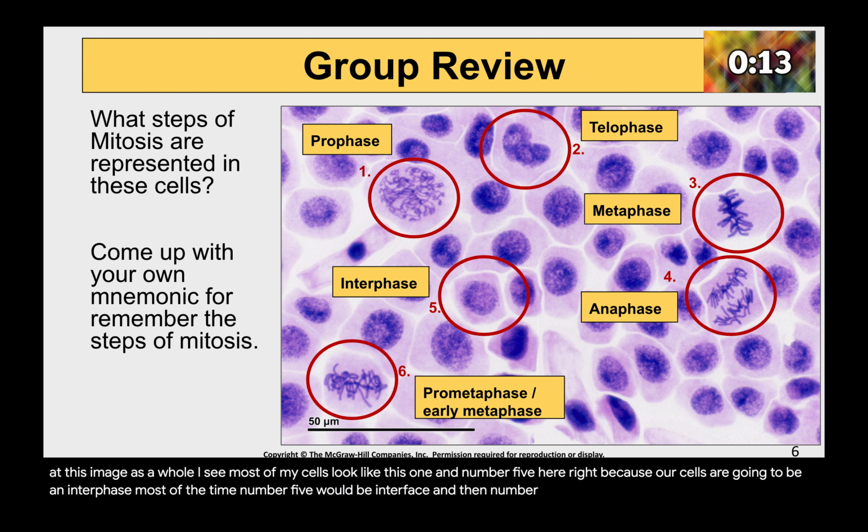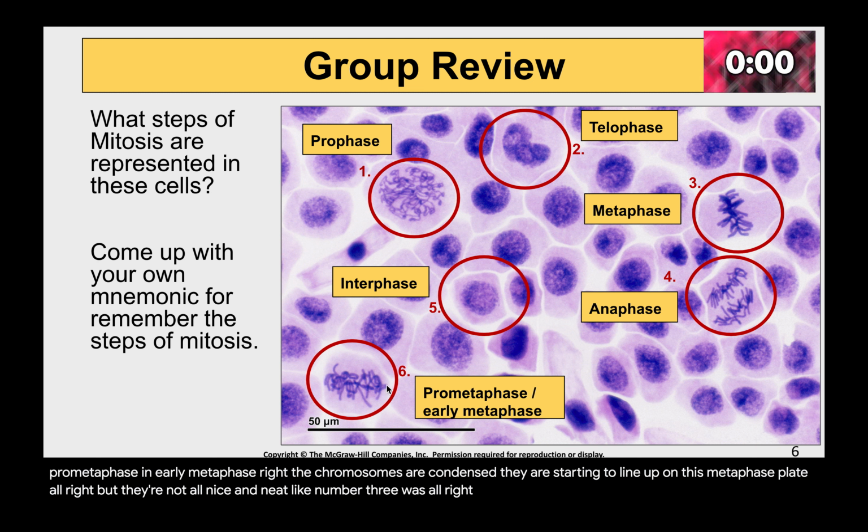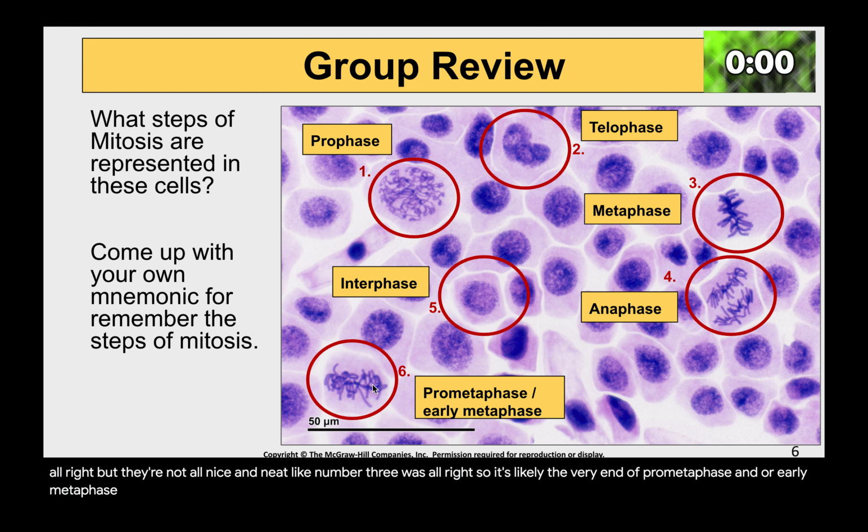And then number 6. It's likely this transition between prometaphase and early metaphase. The chromosomes are condensed. They are starting to line up on this metaphase plate, but they're not all nice and neat like number 3 was. So it's likely the very end of prometaphase and or early metaphase. Remember, these phases are happening in a continuum.